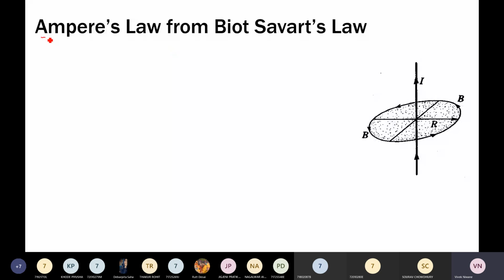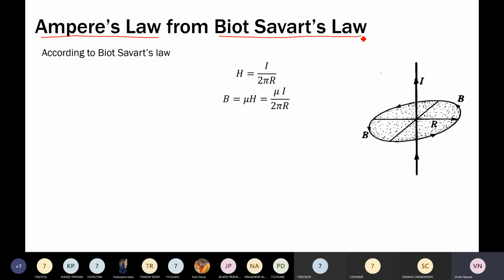We want to have Ampere's law from the Biot-Savart's law. Biot-Savart's law you know, and we want to have the mathematical jugglery over here. Let us see. According to Biot-Savart's law, we have H is equal to I upon 2 pi R. We are considering an infinite conductor. We know that B is equal to mu H, so we can write B is equal to mu into I upon 2 pi R. Mu is nothing but the permeability of the medium.